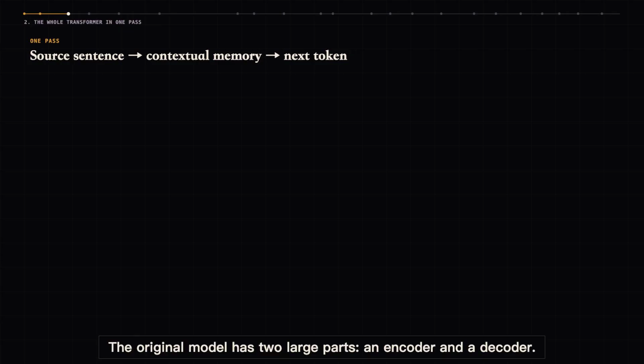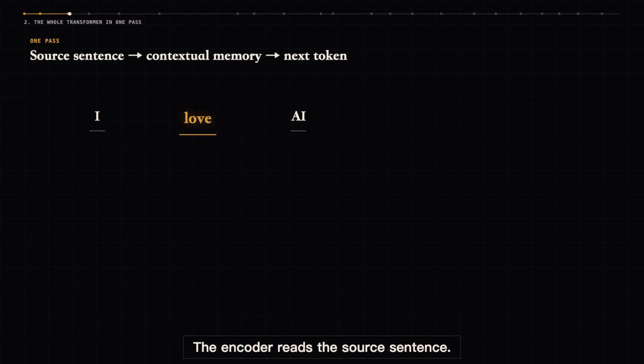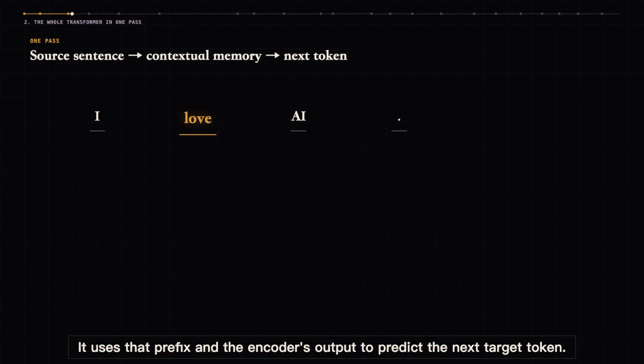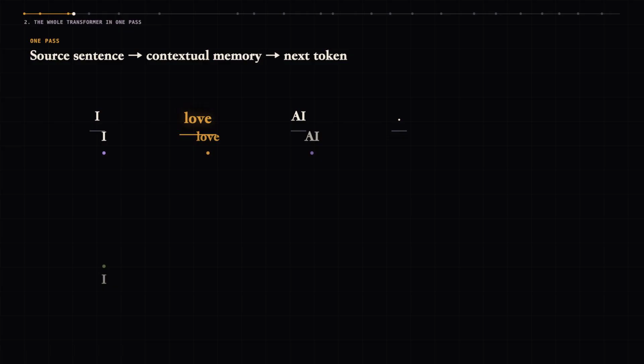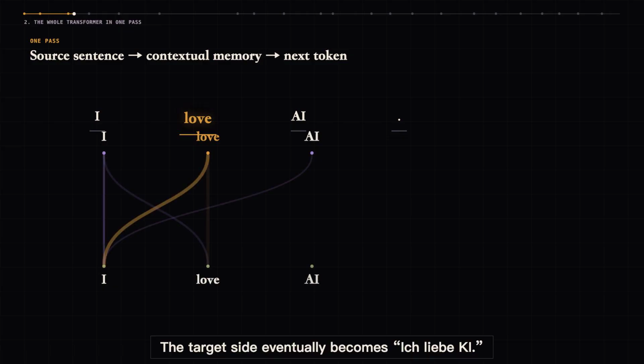The original model has two large parts, an encoder and a decoder. The encoder reads the source sentence. It produces one contextual vector for every source position. The decoder reads the target prefix that is already known. It uses that prefix and the encoder's output to predict the next target token. For our example, the source side begins with, "I love AI." The target side eventually becomes, "Ich liebe KI."